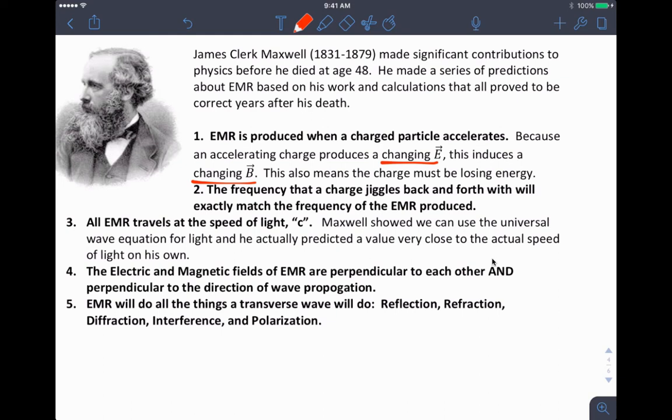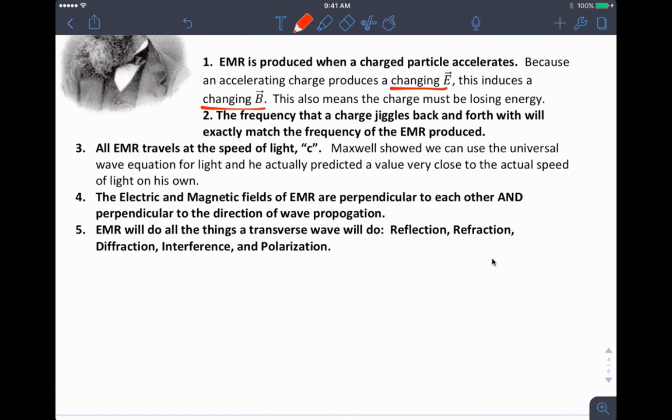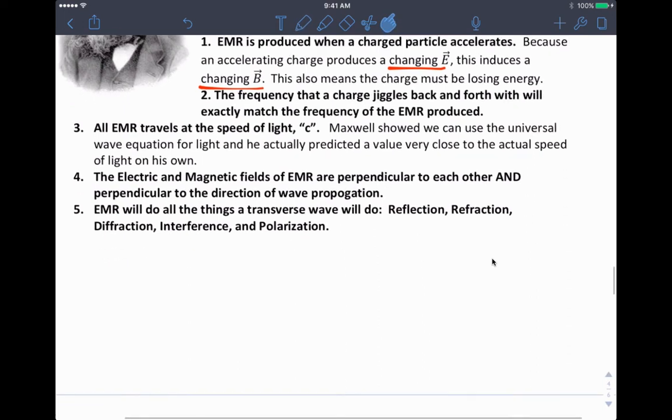Number 3, all EMR travels at the speed of light. We've already emphasized that. And Maxwell actually came close to predicting the actual number himself before he died. Number 4, we've emphasized this one. Both the electric and magnetic fields are perpendicular to each other, and they're perpendicular to the direction of wave propagation. And then the last one, Maxwell predicted that electromagnetic radiation will do everything that a transverse wave does.